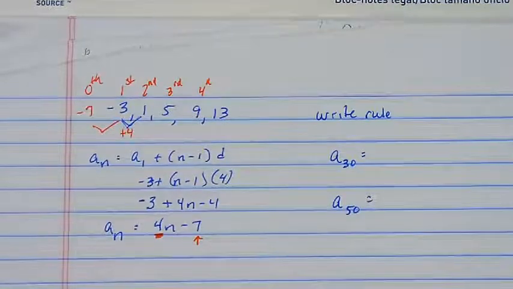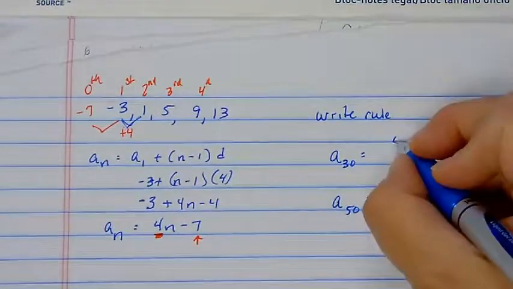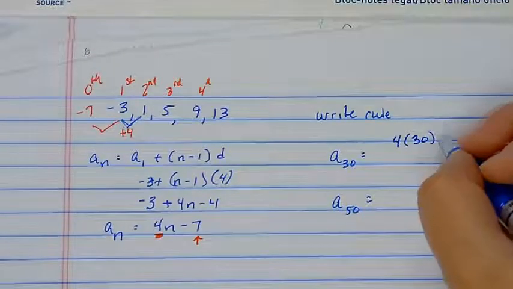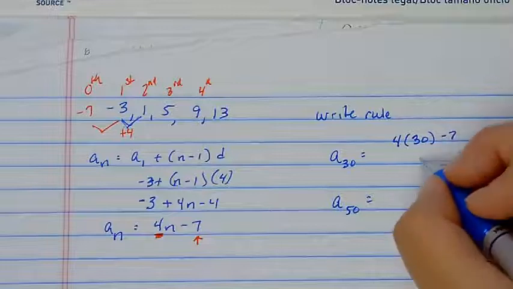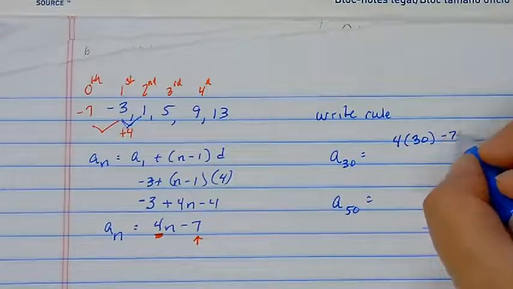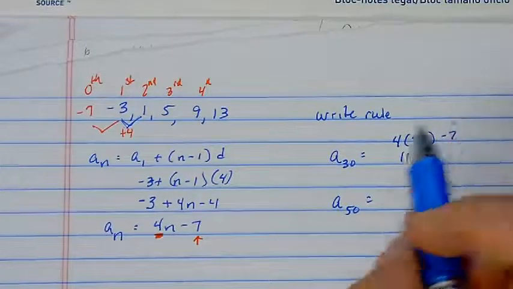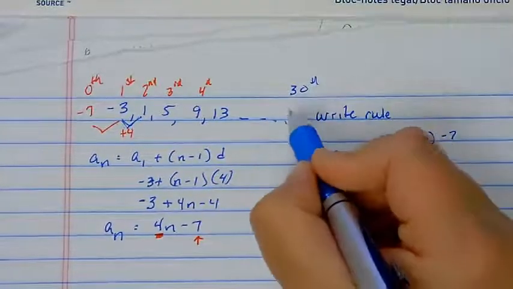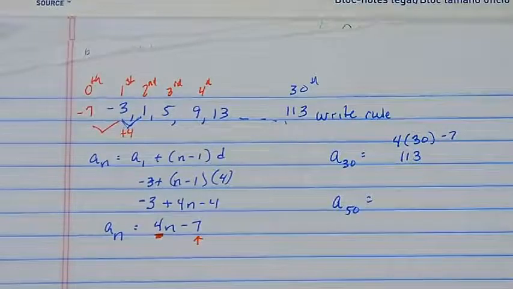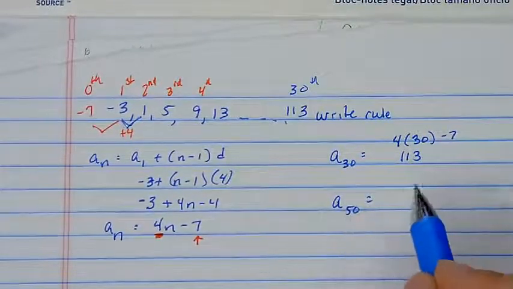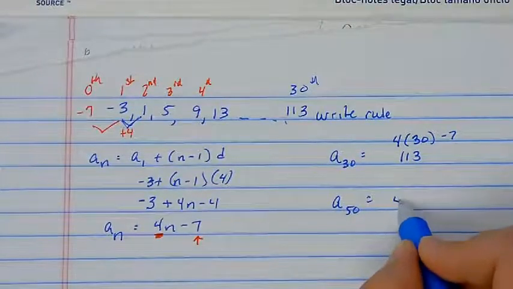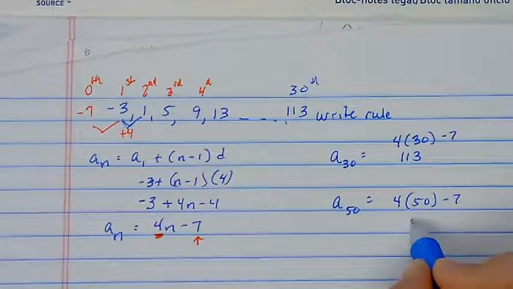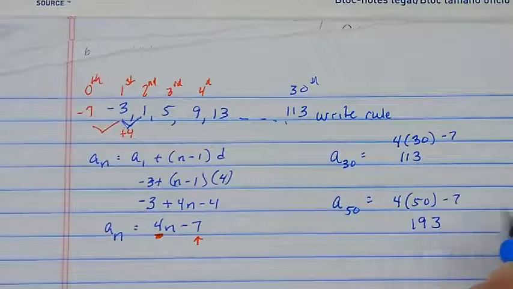So then if I want to find the 30th term, I'm going to use my rule, but in place of the n, I'm going to put 30. So 120 minus 7 would be 113. So if I kept writing these out until I got to the 30th spot, I would have 113 right there. If I wrote it out until I got to the 50th spot, that would be 4 times 50 subtract 7. So 200 subtract 7 is 193.